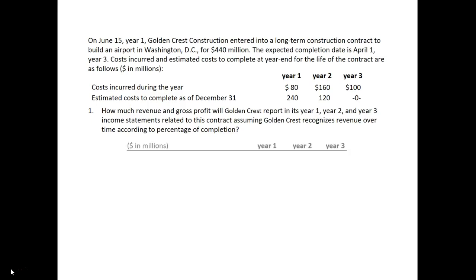So with number 1, the first thing we're going to do is compute the revenue and then ultimately the gross profit.